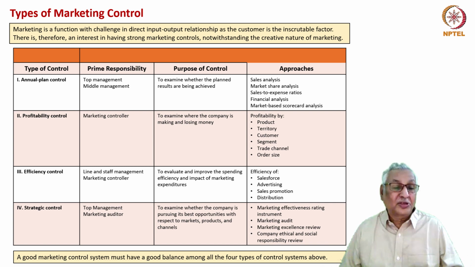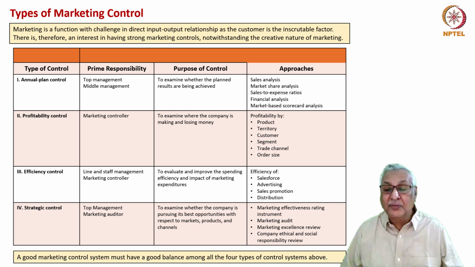The fourth method of control is through strategic control. Top management and the marketing auditor would be involved in this. The idea is to examine whether the company is pursuing the best opportunities with respect to markets, products, and channels. For this, you need to have a rating instrument for marketing effectiveness. You need to conduct frequent market audits and brand audits. We need to understand the marketing excellence from time to time.